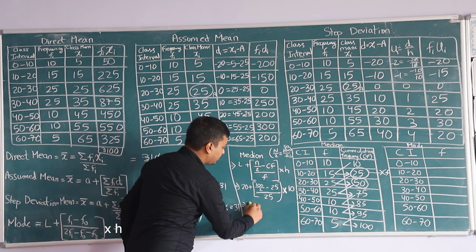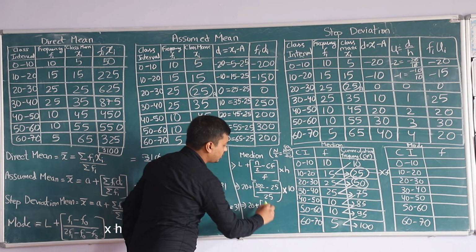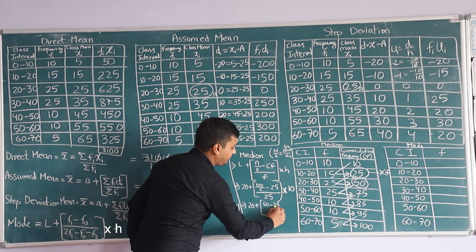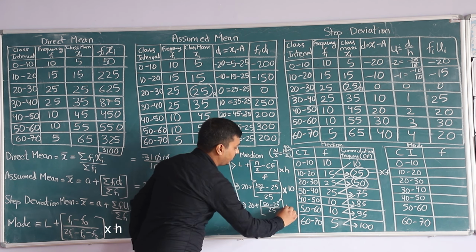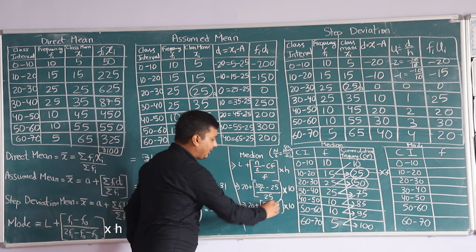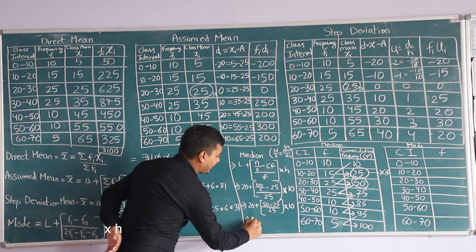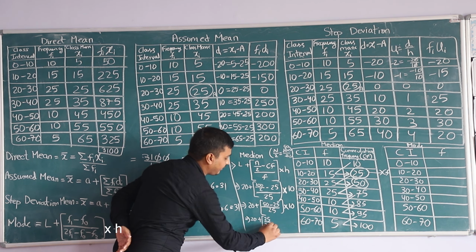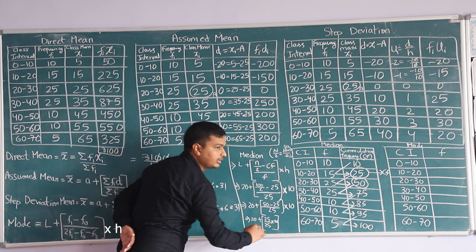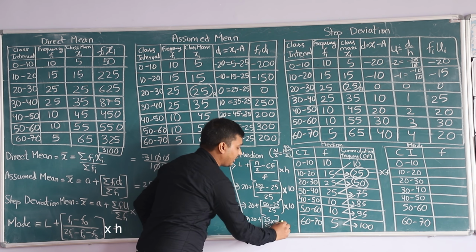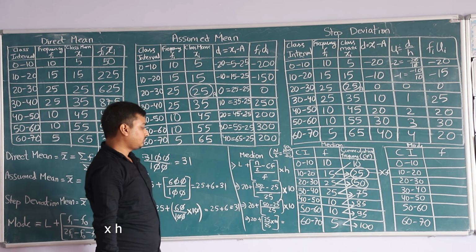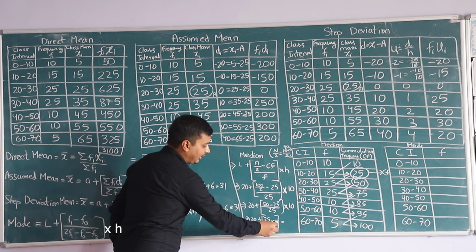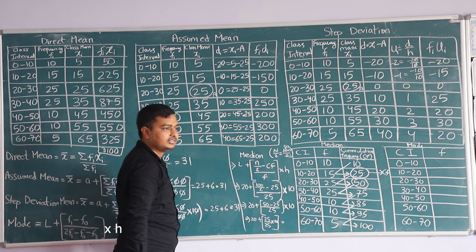Now 20 plus, if I am going to solve it, this I found is 50, here minus 25, divided by 25, into 10. Clear? Now after solving, how much will I get as the answer? I will write here 20 plus 25 by 25 into 10. Clear? Now after solving, what is the answer that I am going to get? 30. Yes, 30. Because 25 is going to be cancelled, and 1 into 10 is 10, and 10 plus 20 is 30.